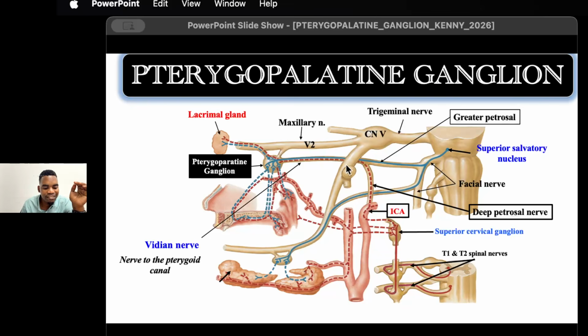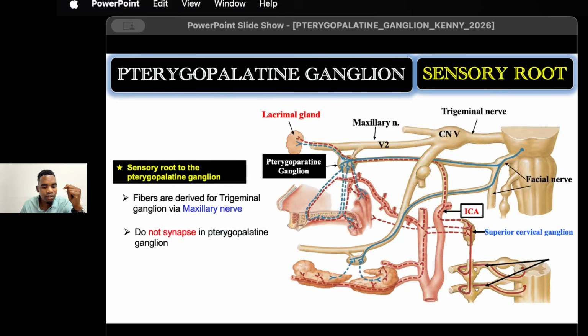We have the nerve, the sensory fibers which are carried by the trigeminal nerve, but if I have to be specific, it is the maxillary nerve of the trigeminal nerve that is suspending the pterygopalatine ganglion. We also have the facial nerve that is supplying this ganglion, and also the sympathetic that is going to supply the pterygopalatine ganglion. But I want to talk about each one in turn, starting with the sensory root.